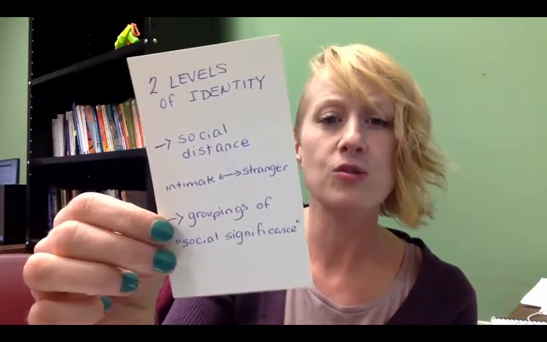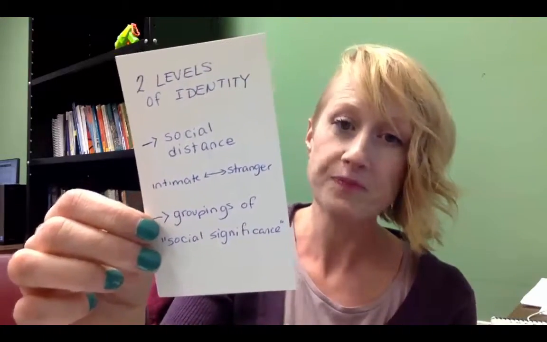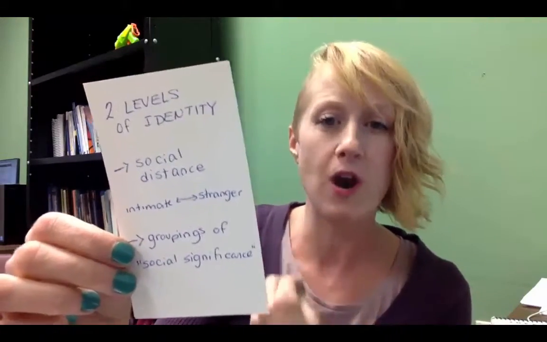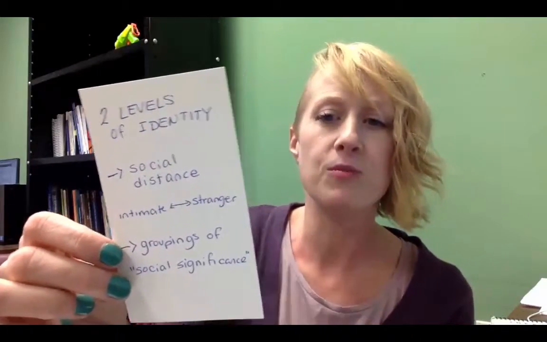I also put myself in a social significance of other instructors of English, so that I can group those people together, and those groupings don't need to be necessarily formal. They can be informal groups, but the way that we might identify ourselves, instructor of English, baby wearer, those groupings are meaningful, and he gives many examples of them. So he says those are our two levels of identity: how close we are to others, and then the communities that we put ourselves into.